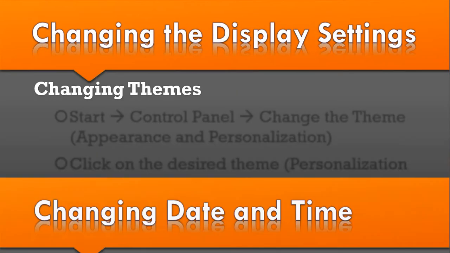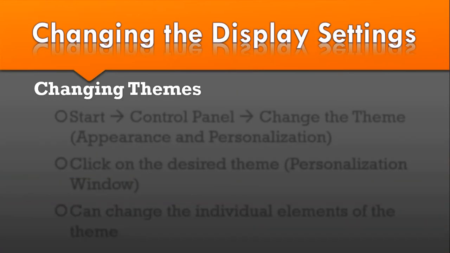Next is changing the display settings. Changing the display setting means we can personalize the various display settings like background picture, theme, screensaver, etc. So first is changing themes. A theme is a combination of pictures, colors and sounds on the computer.